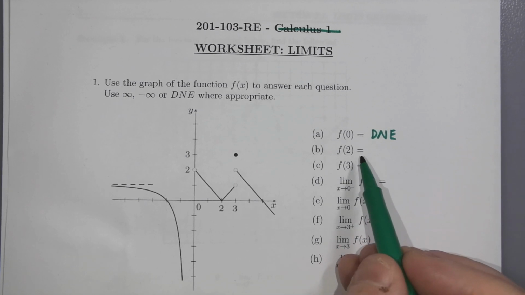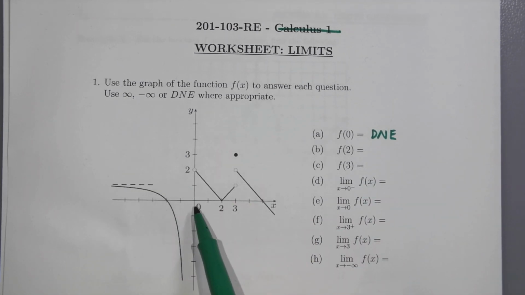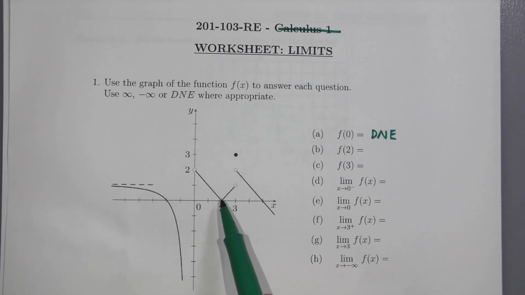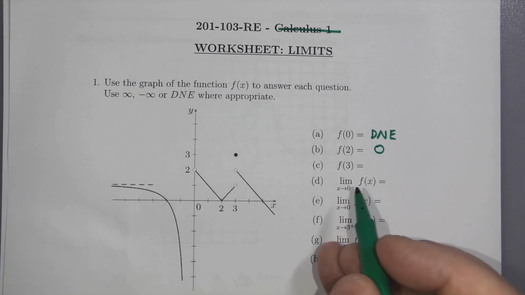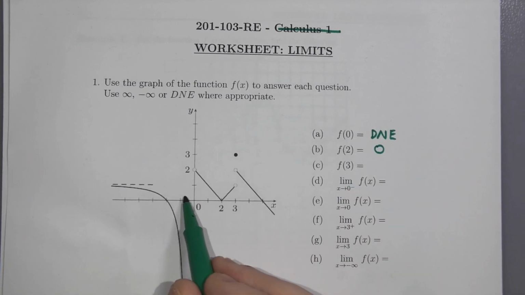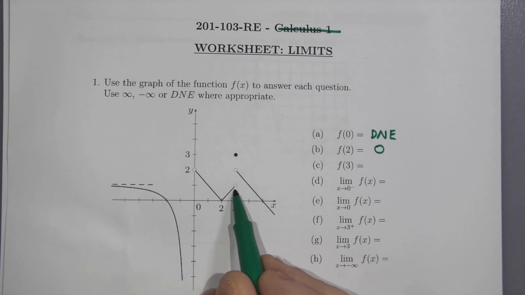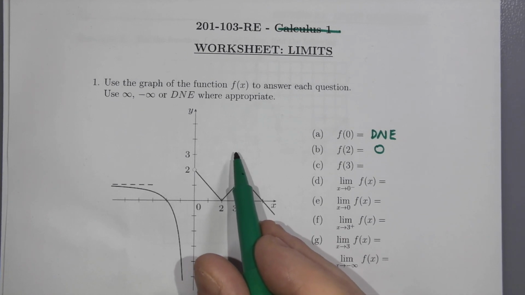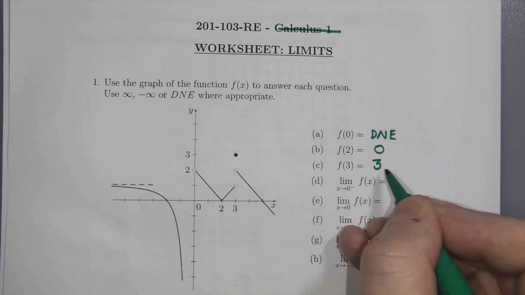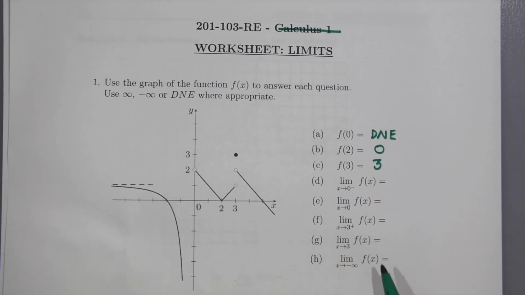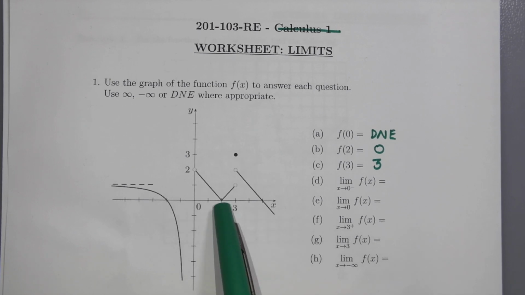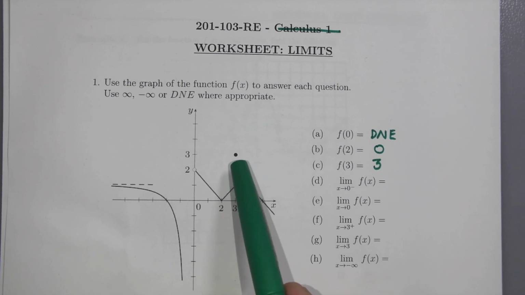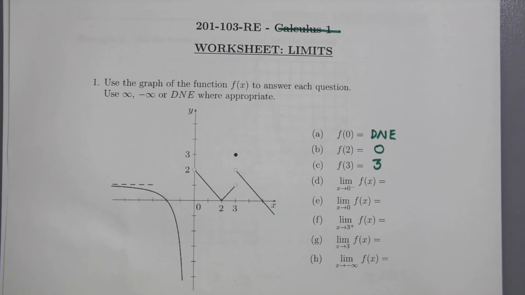f of 2 would be the output from the graph when you stick in the number 2, and from right here we can see when we stick in 2, the y value, the output, is 0. f of 3, what do you get when you stick in 3? Well, you don't get 1 because that's an open dot. You don't get 2 because it's an open dot. There's our actual closed dot, so that's what gives you 3. That's how we interpret functional values. They can be non-existent, they can be values that the graph looks like it's showing, and then there can be these weird ones. You're always looking for the closed dot.